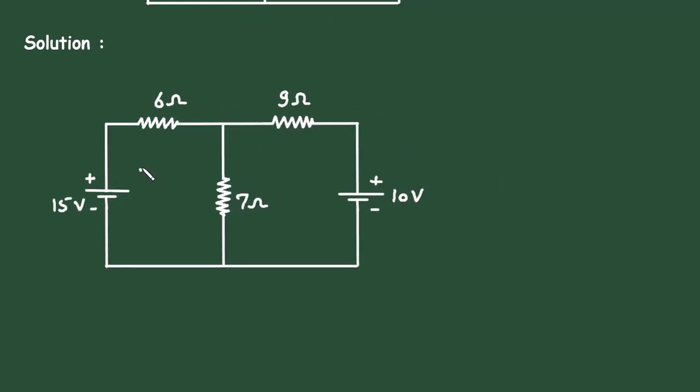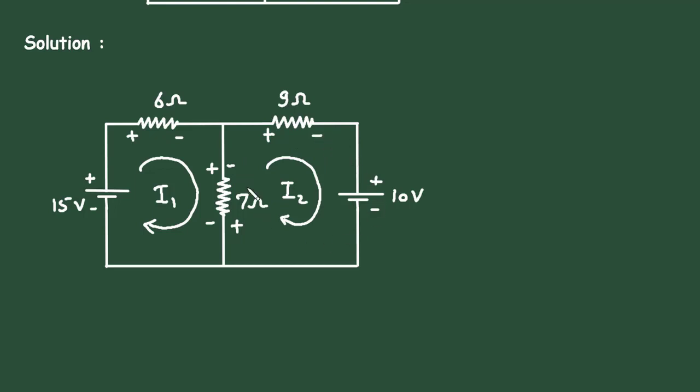Now let's say this is mesh number 1 with current I1 and this is mesh number 2 with current I2. Now according to the direction of this current I1, this will be positive here, negative here, positive here, negative here, then positive, negative. For this mesh 2, it will be positive here, negative here.